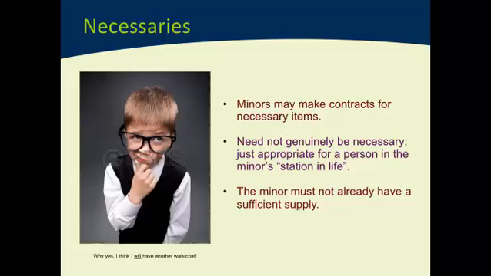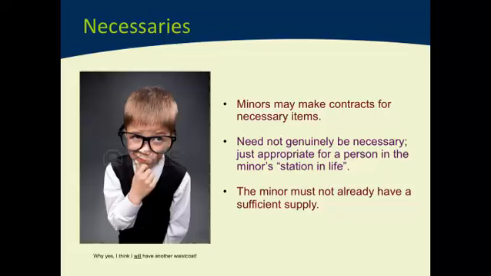Now, personally, I think that's really dodgy, because it's very difficult for the tailor to know whether or not the miner already has an adequate supply. The most that they could possibly do is say, look, do you have an adequate supply of waistcoats? In which case they'd still have to take it essentially on faith from the miner that the miner was telling them the truth. So personally, I think this is a bit harsh, but the rule is that the miner must not already have a sufficient supply.